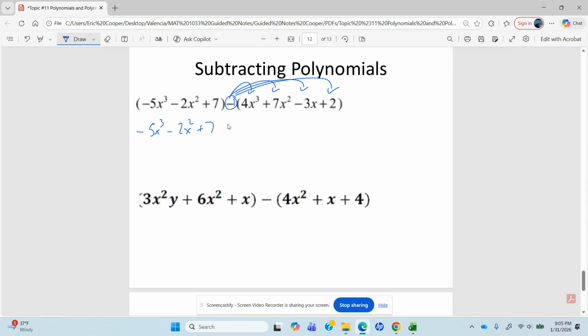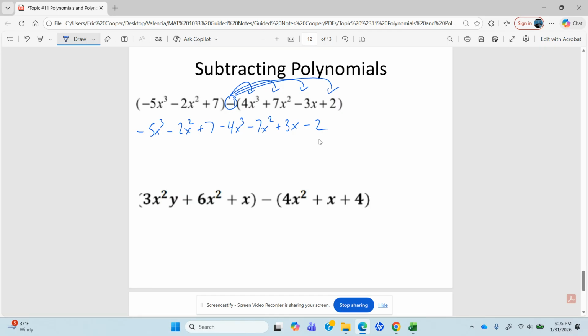A positive 4x cubed will give me a negative 4x cubed. A positive 7x squared will give me a negative 7x squared. A negative 3x will give me a positive 3x. And a positive 2 will give me a negative 2.